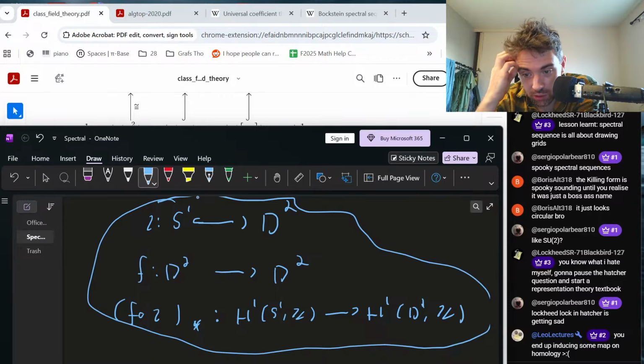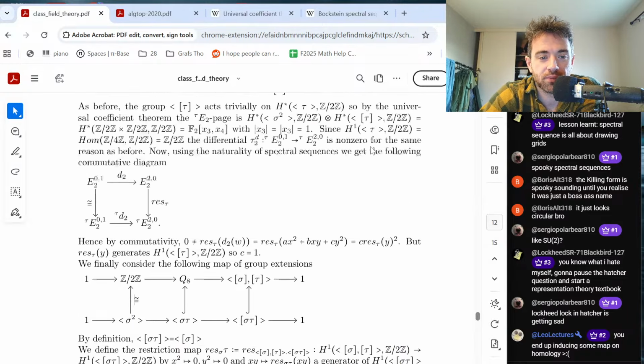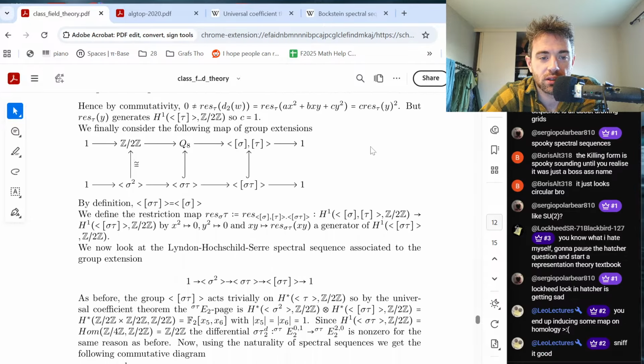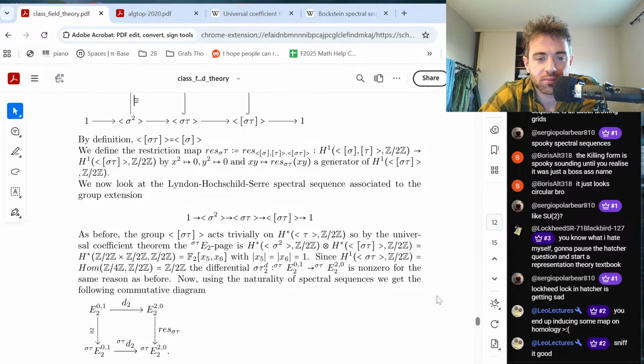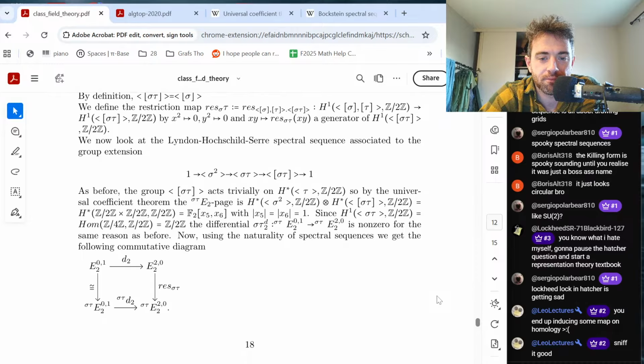Why are you mad about inducing some map on homology, Leo? That's the dream. Isn't that what we always want to do? Induce maps on homology? Sniff it good, yeah.